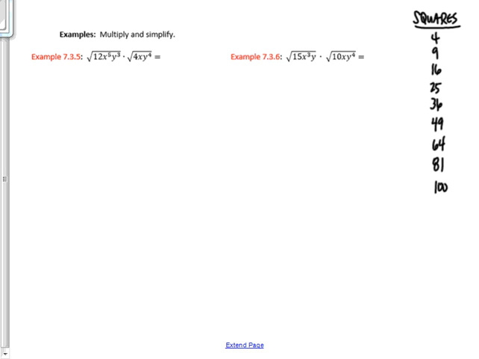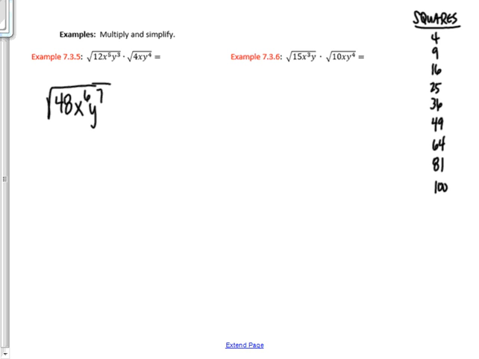Okay. Alright, so to multiply, all you're going to do is multiply the inside. So I'd say what's 12 times 4 is 48. And if I multiply those x's, x to the 5th times x is x to the 6th. And y to the 3rd times y to the 4th is y to the 7th. So you put it together first, and then you break it apart.